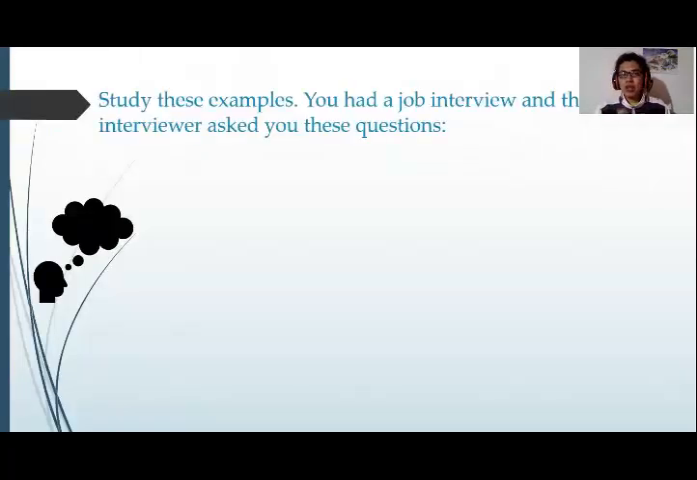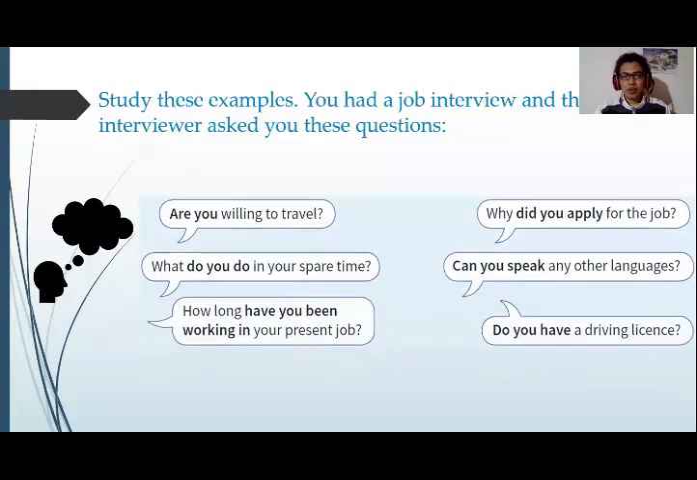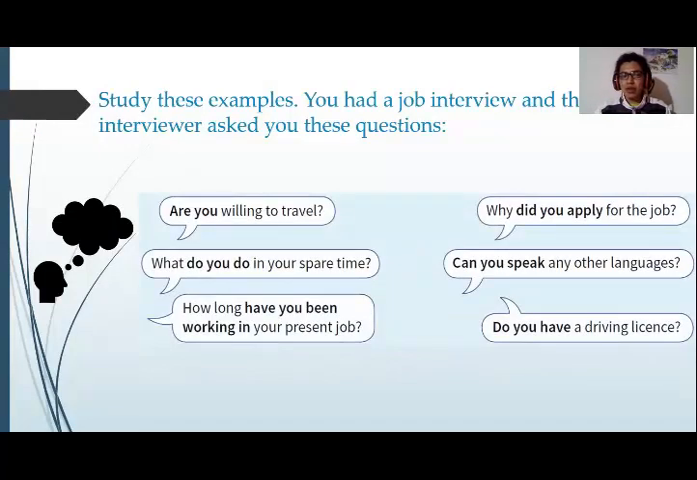Study these examples. You have a job interview, and the interviewer asks you these questions. Are you willing to travel? What do you do in your spare time? Or what do you do in your free time? Or what do you do for fun? How long have you been working in your present job? Where did you apply for the job? Can you speak any other languages? Do you have a driving license?